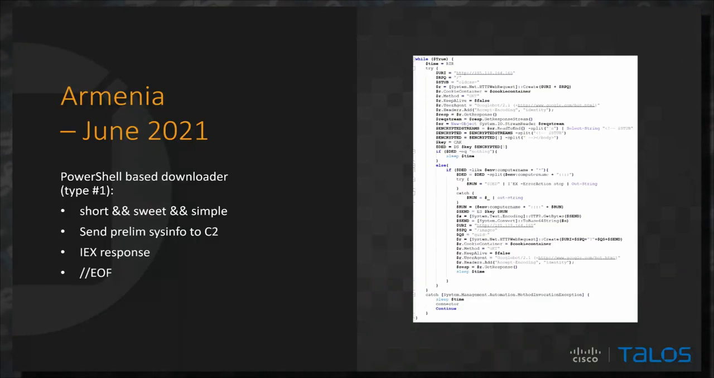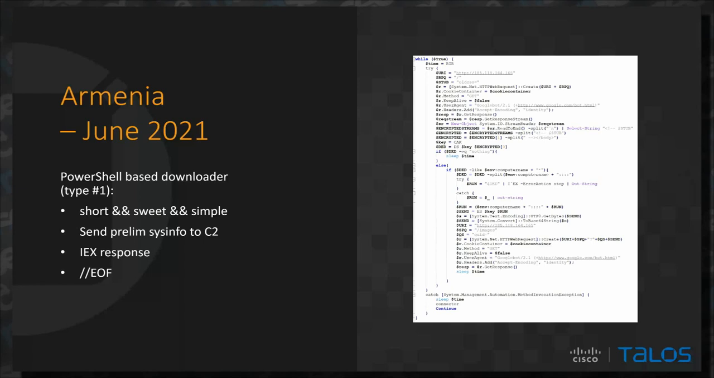If you take a look at the PowerShell-based downloader, this was a very short, simple downloader, or stager, if I may say. I've got the code screenshotted on the slide deck here, but the downloader will send out preliminary system information to the command and control server, and then wait for the command and control server to issue PowerShell script commands to the infected endpoint. Any commands received by the script will then be executed on the infected endpoint.